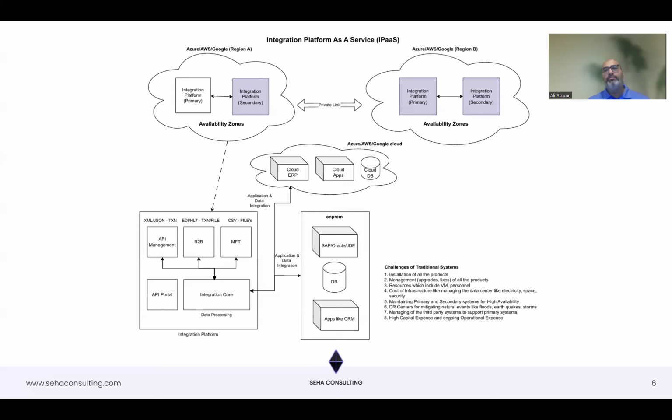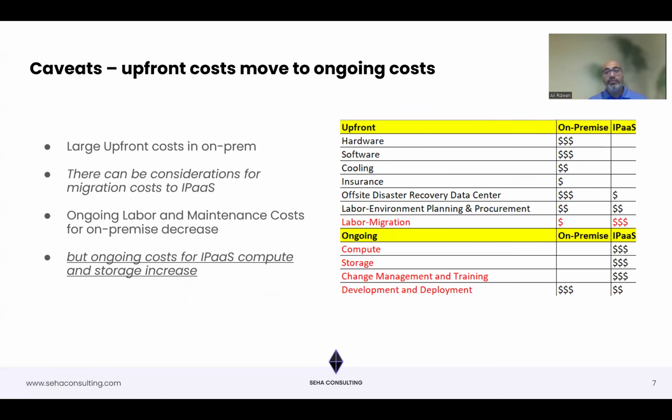As we talk about moving into the cloud, a lot of those costs go away, right? But with that, certain things come into play. There's certain caveats that come into play. Even though a lot of the costs go away, like we mentioned, the hardware, software, cooling for your data centers, and might reduce the cost for offsite data and disaster recovery, certain costs do increase, such as computing and storage. Basically, those were kind of fixed costs you had. Those move into being more ongoing costs.